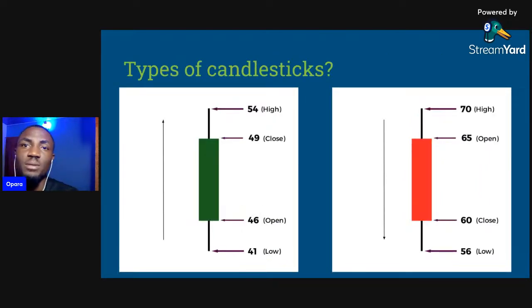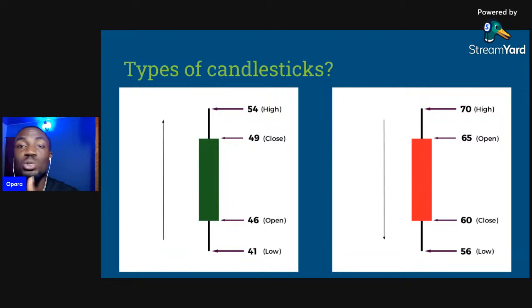So let's go now to types of candlesticks. We basically have two types of candlesticks, right? We have the bullish candlesticks and the bearish candlesticks. Now, a bullish candlestick, for example, is most times represented by the green color, although people customize their candlesticks to the colors they want. For example, my own candlesticks are white and black, so they are not red and green. They are white and black.